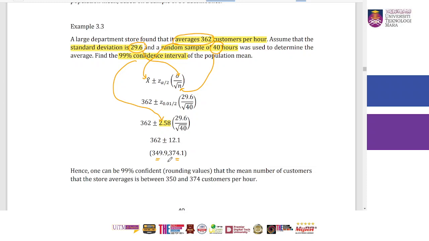Okay, kenapa kita round off the value here? Sebab this one melibatkan customer, number of customers. So, customer is a countable value. Okay, countable variables, countable data. So, customer adalah countable. So, kita boleh bilang 1, 2, 3, 4. So, that means kita perlu dapatkan nilai yang tepat dalam bentuk integer. Alright. So, that is the situation. So, you have 350 and 374.